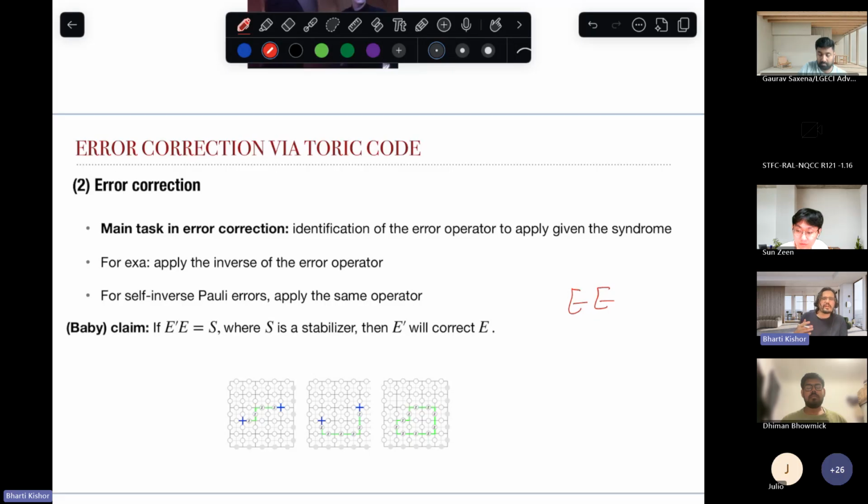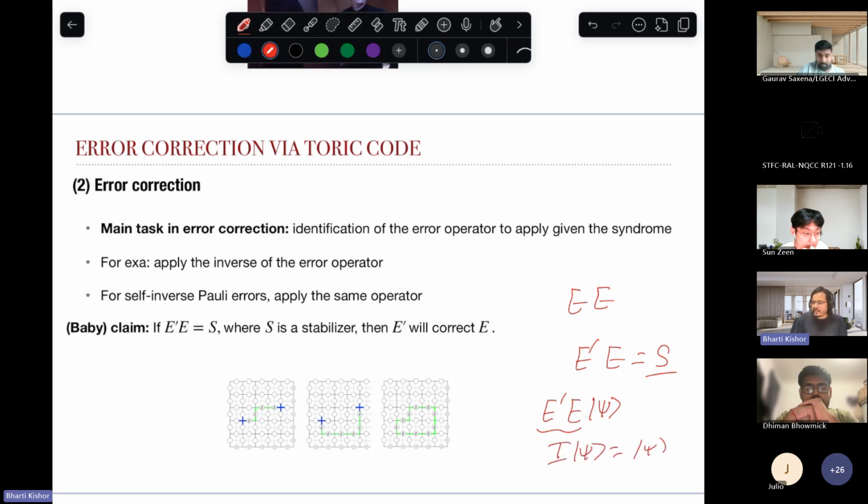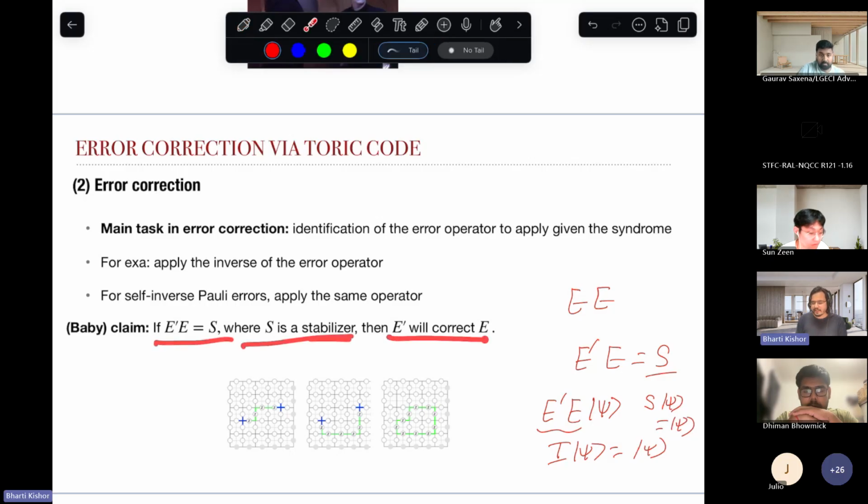But you can do even more generally, because we are in the stabilizer formalism. Let's say there is some error E, and you apply E prime such that E prime times E is some stabilizer S, then that is also fine. This need not be identity, because let's say you started with psi, some error occurred, so you get E psi. Then you act with E prime. Obviously, if E prime is identity, then I psi is psi. But even if E prime is some stabilizer S, then S psi will also be psi. So if E prime times E is a stabilizer, then E prime will correct it.